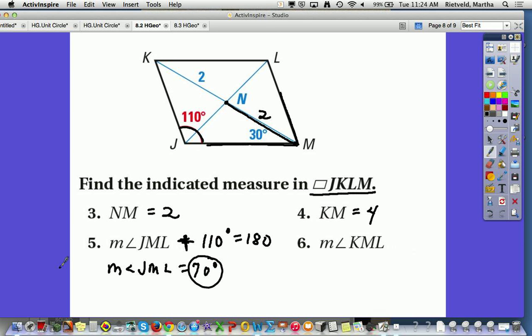Next, we need the measure of angle KML. KML is this angle right in here. We know that angle JML is 70 degrees. We just found that amount. We know that 30 degrees plus the measure of angle KML equals that 70 degrees. So the measure of angle KML must be 40 degrees.